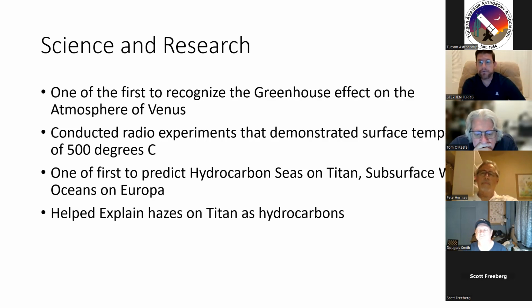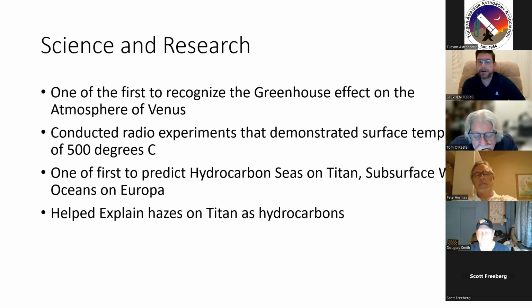The greenhouse effect was one of the things that he first identified and first predicted about Venus at the time. In the late 60s and early 70s, there was some hope that Venus would be a beautiful tropical paradise. And he was one of the first to say, well, not quite. He actually did some radio experiments that demonstrated the surface temperature of Venus was about 500 degrees Celsius, about 900 degrees Fahrenheit, which is roughly what we know it to be today from the modern space probes.